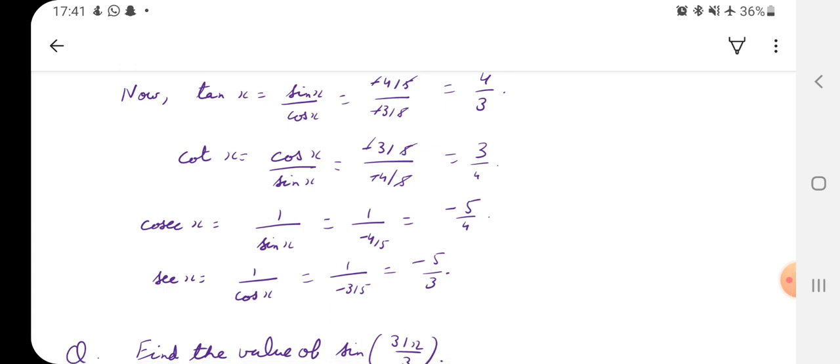Now coming on to cosecant x. Cosecant x is actually what? 1 by sin x. So it will be 1 by the value of sin x. Substituting the value of sin x, it will be 1 by minus 4 by 5. It will be actually minus 5 by 4. We got the cosecant as negative, right? So secant will be the same, 1 by cos x. Substituting the value of cos x, we got 1 by minus 3 by 5. So it will be minus 5 by 3.